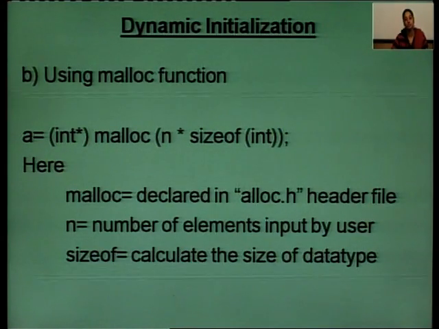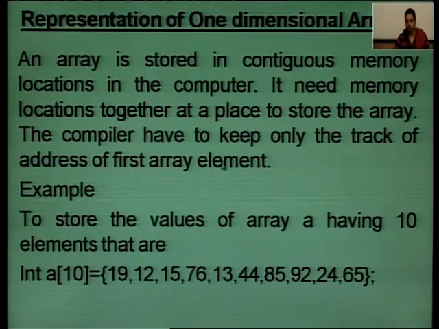a keyword that is used to calculate the size of the data type, then there is an int, after that there is a semicolon. We have to calculate the A array size by using this function. For this we have to remember this syntax. First we have to declare the name of the array, the data type, then the malloc function, the number of the elements and the sizeof variable.